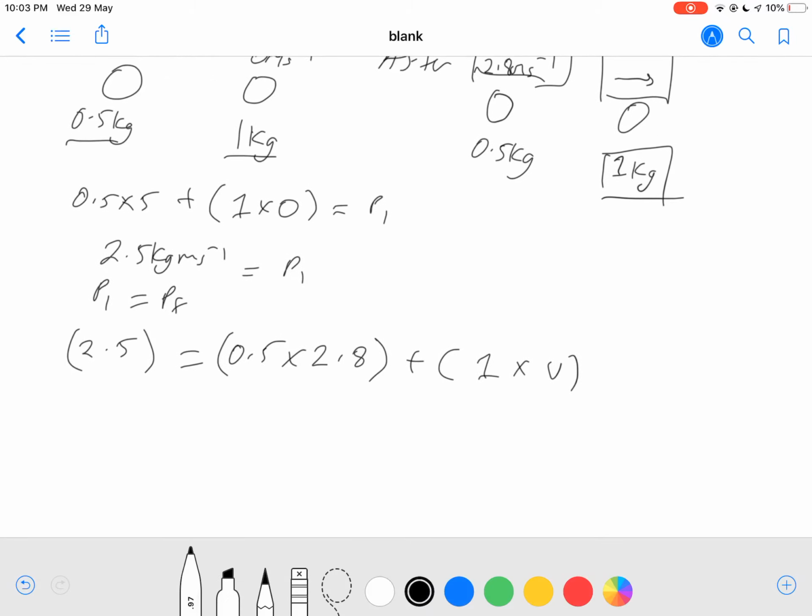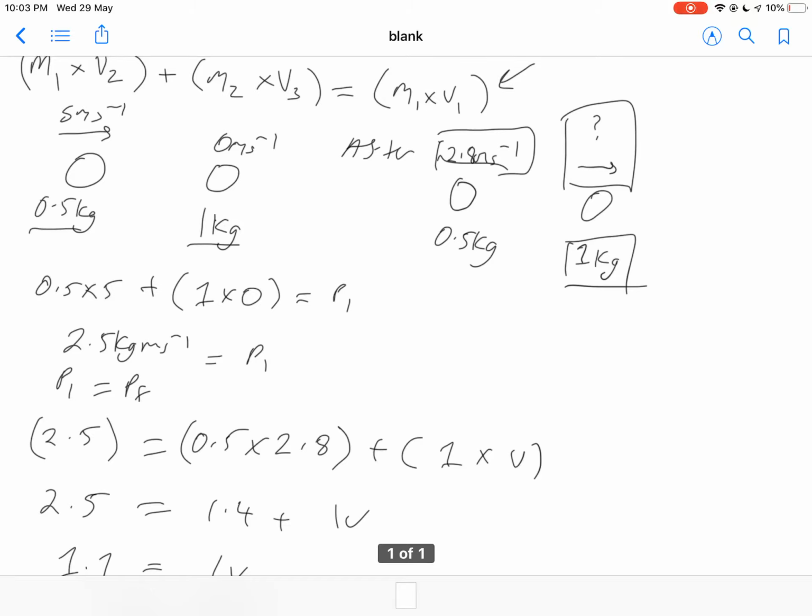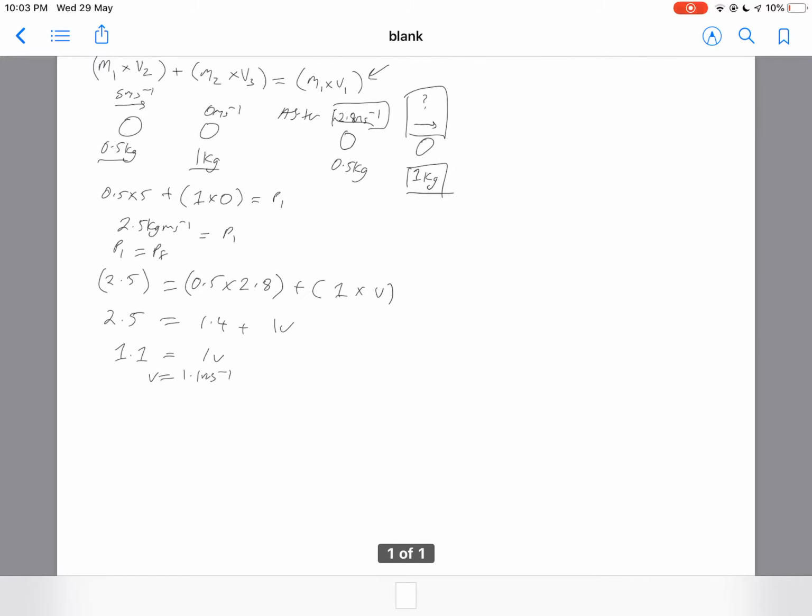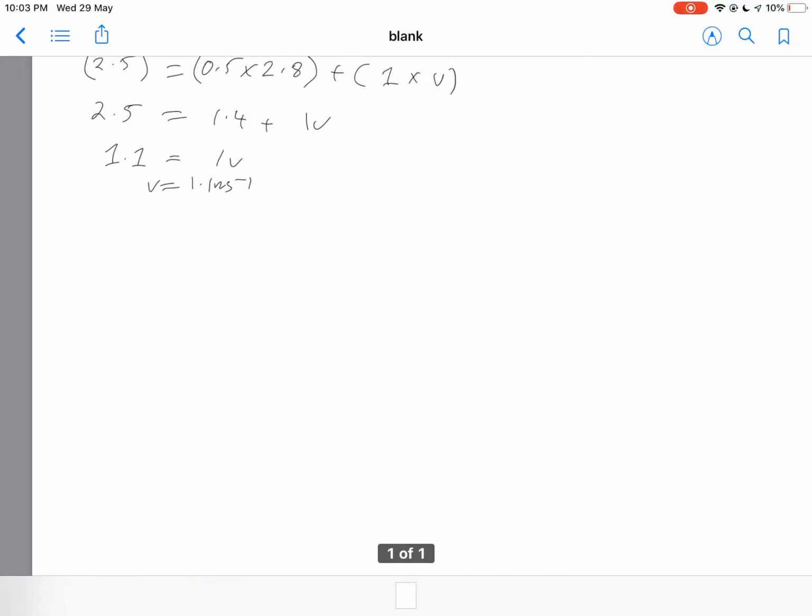Now we're going to simplify this. 2.5 is equal to 1.4 plus 1v. We move the 1.4 to the other side, so 1.1 equals 1v, and now we move the 1 to the other side, so v equals 1.1 meters per second. In that, we found the velocity of the second ball. That's one example of a type of question they'll give you.